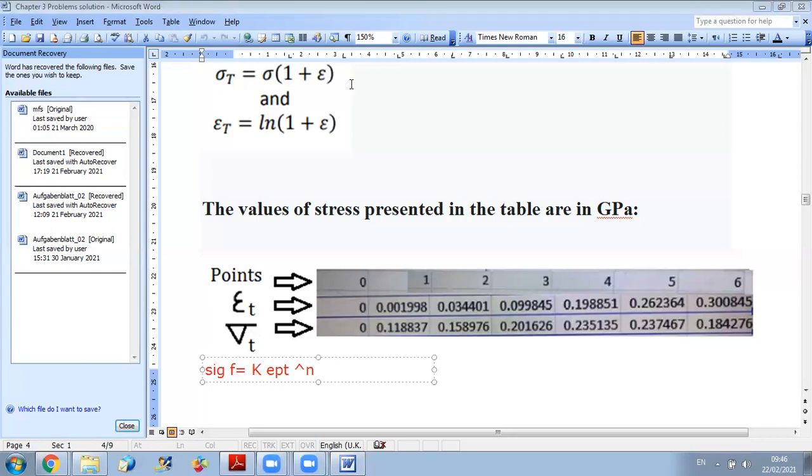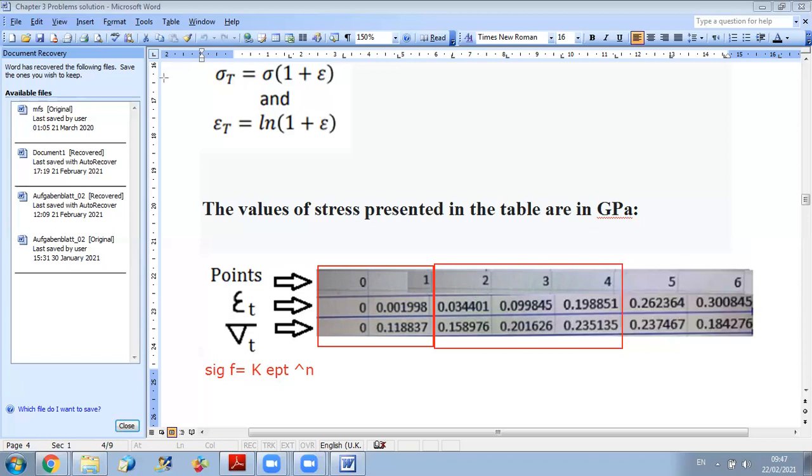Now, of course, for points 0 and 1, we will have different values that are far from sigma true, because in the elastic region, we have elastic behavior. The strain hardening behavior will start after the yield point, and will continue until just before necking. And since we said that 0.5 is after necking, we can expect that the separation between the two curves will start after 0.4.